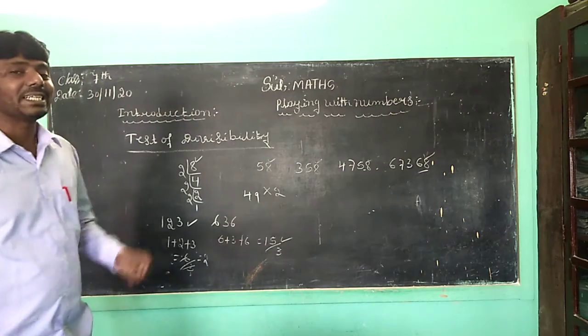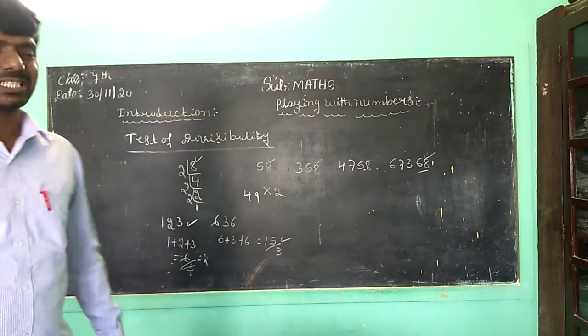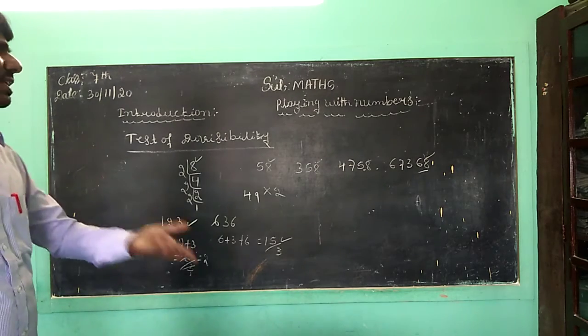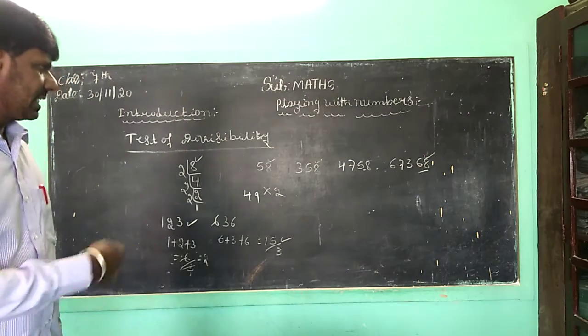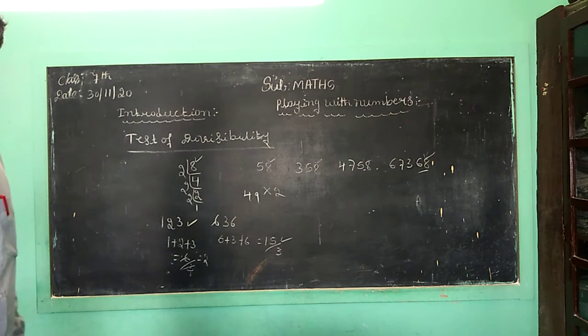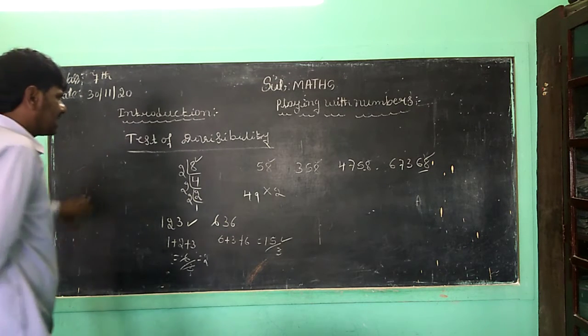So this is the test of divisibility rules. There are some rules, and we want to discuss them one by one. Then we will go through exercises and examples also. Correct, test of divisibility.